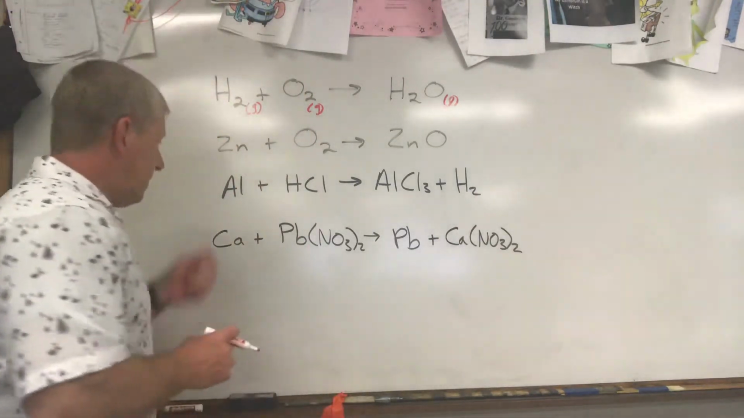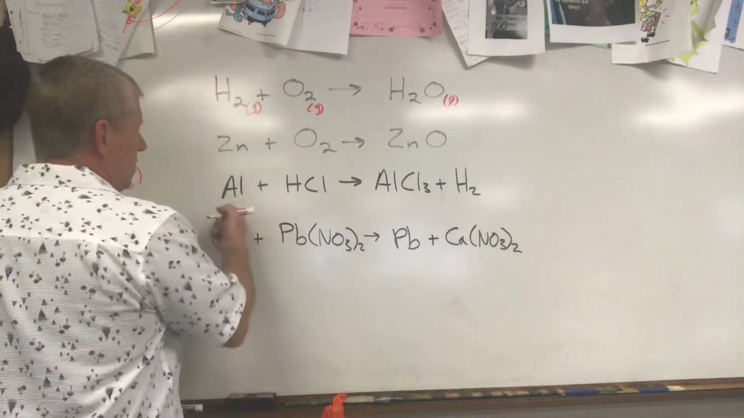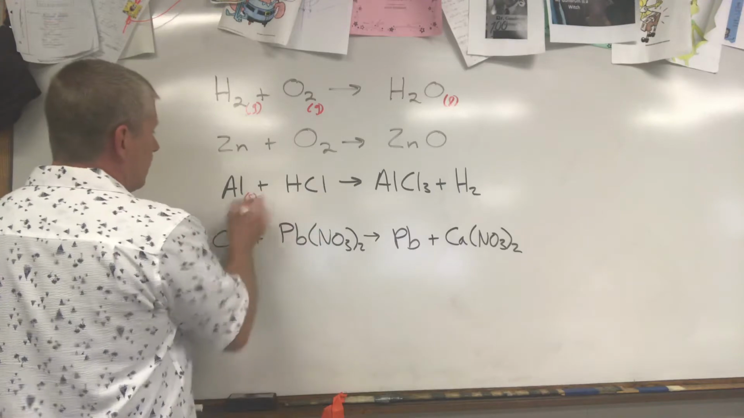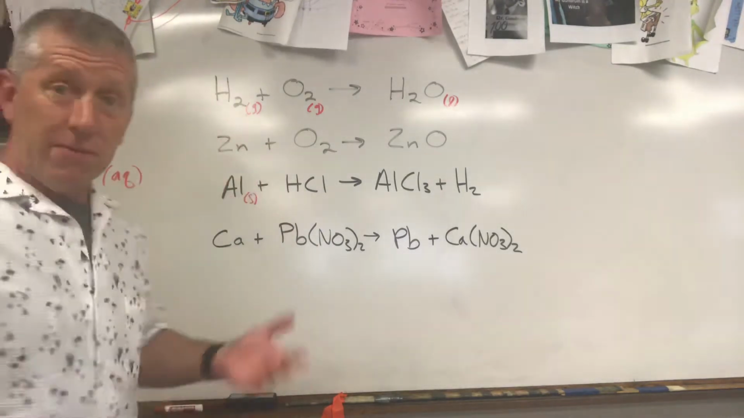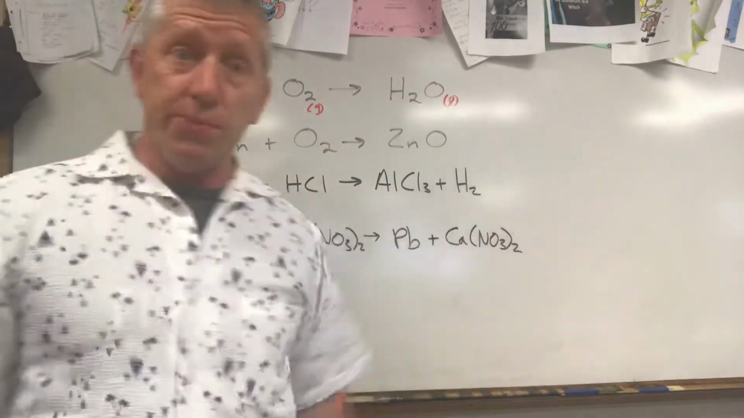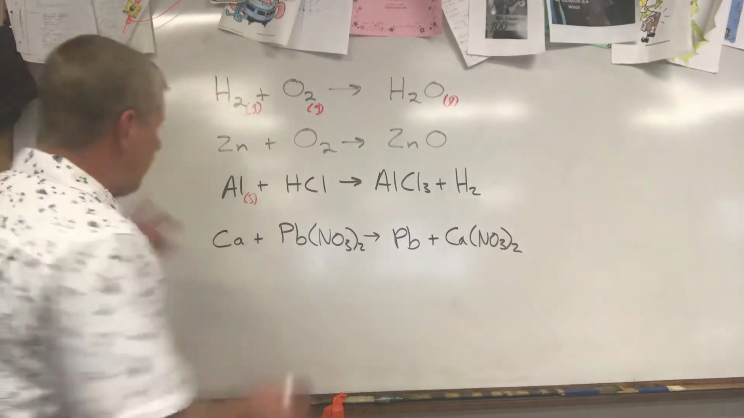You also have solids. Sometimes these aren't in water and you have solids. So we might have aluminum solid, and you'll see those symbols. You've seen them before: G for gas, L for liquid, and S for solid. That makes some sense, doesn't it? And AQ meaning it's floating around in water. It's dissolved.